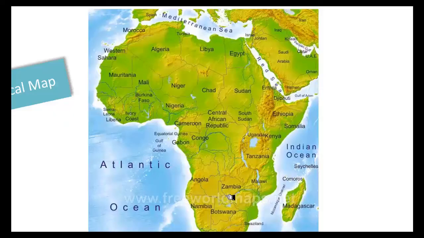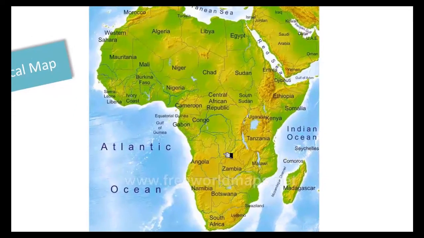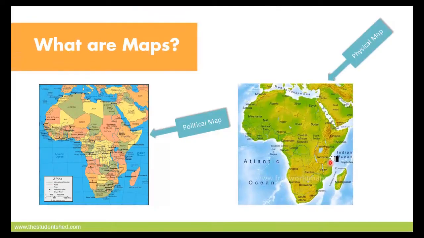So looking at this map of Africa, which area is flat and which area is hilly? The southern part of Africa, that's this area around here. Just looking at this physical map, we can see that the southern part of Africa is hilly compared to the northwestern part of Africa, which is flatter than the southern part. And we didn't have to go to Africa to figure that out. We just look at a map.